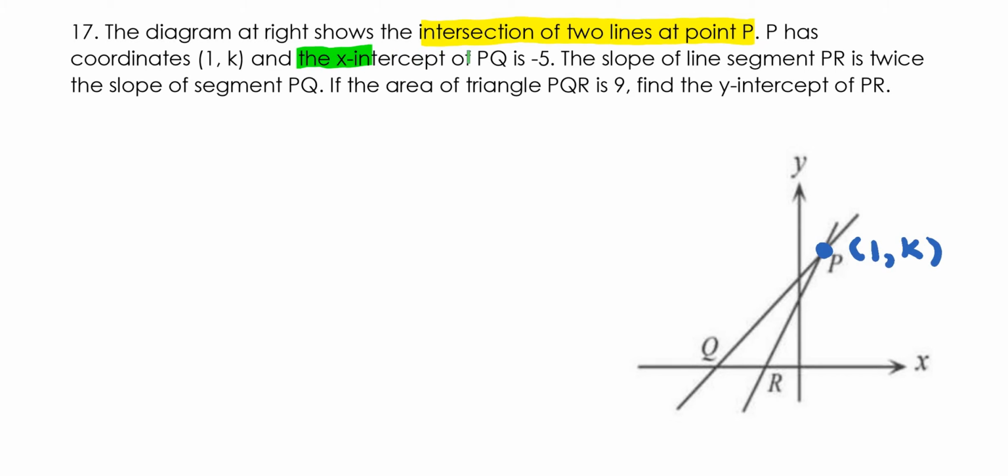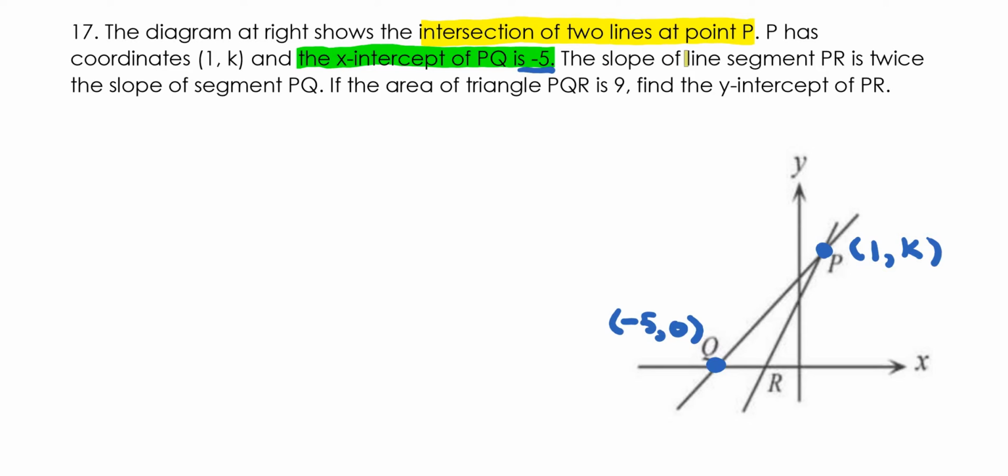And the x-intercept of line PQ. Now line PQ is this green line right here. This is line PQ, and that line has an x-intercept of -5. So this blue dot right here has the coordinates (-5, 0). Okay, so it's very important that you read the problem and break the information down into the diagram.